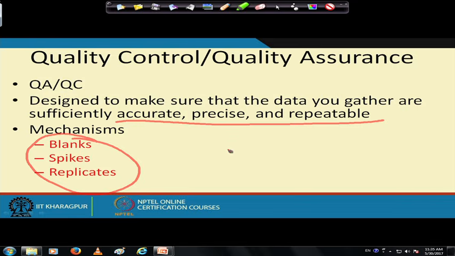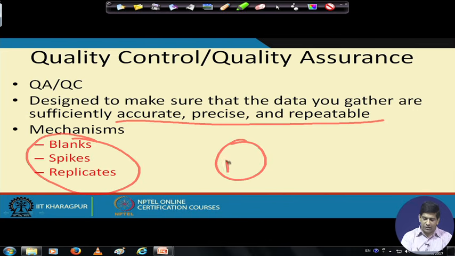Then we do some spikes. What is a spike sample? Say you are trying to analyze a certain solid waste for arsenic, lead or cadmium or certain organic chemicals. How do I know whether my machine is working properly in terms of analyzing these elements? Say I'm analyzing for arsenic, how will I know whether my machine is reading arsenic properly or not? So I'll take a sample, and I'm measuring arsenic in that.